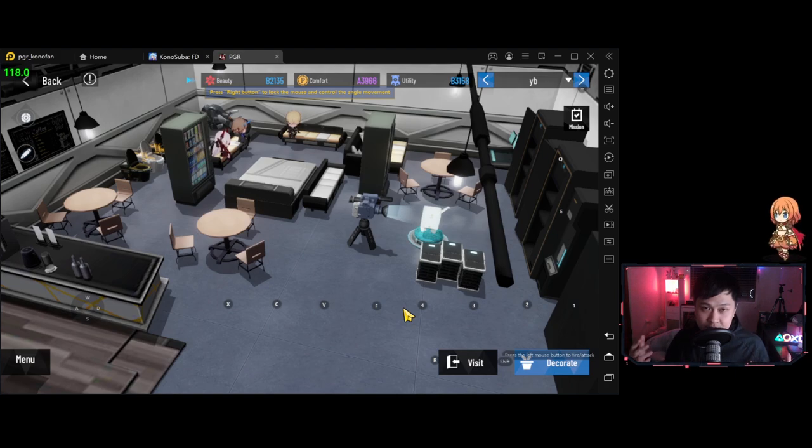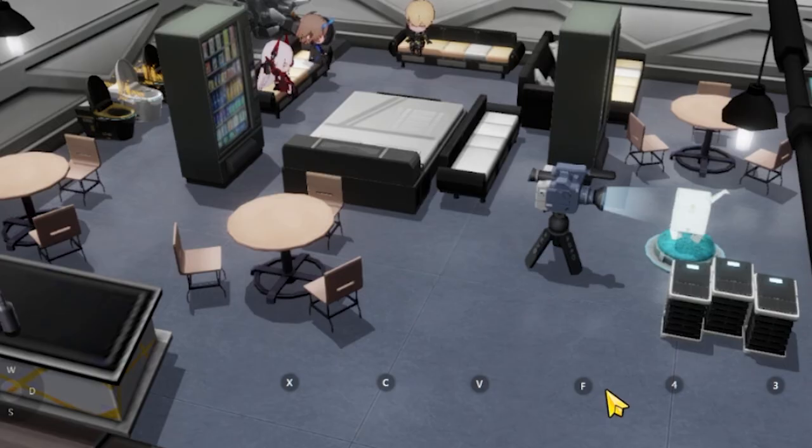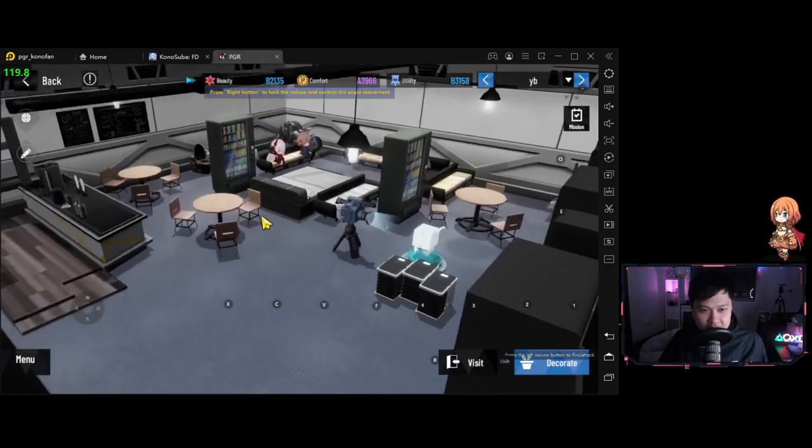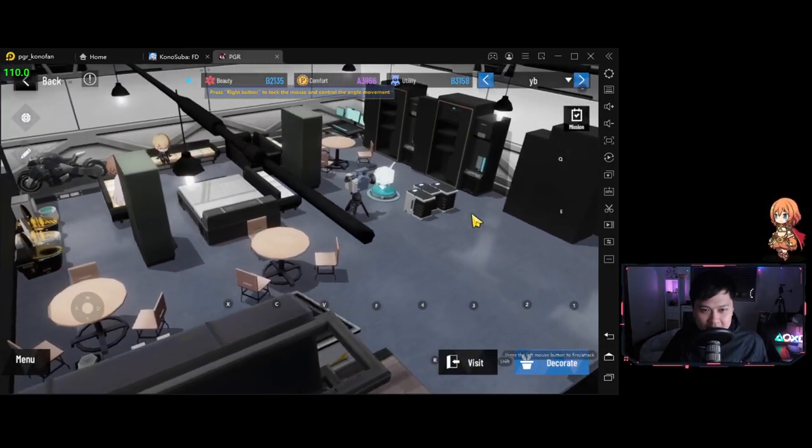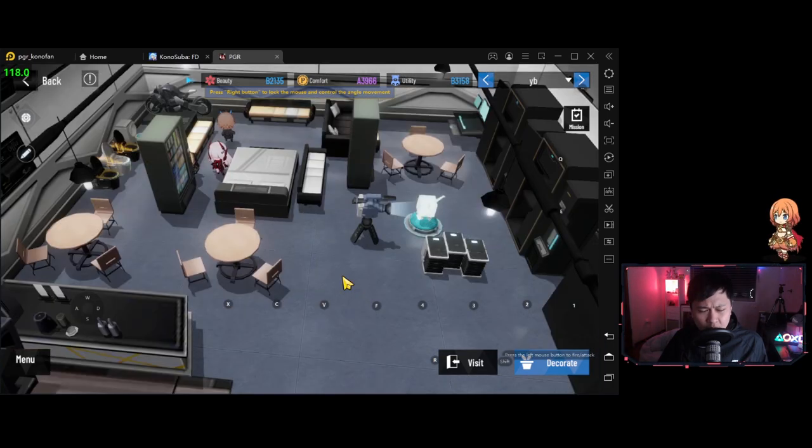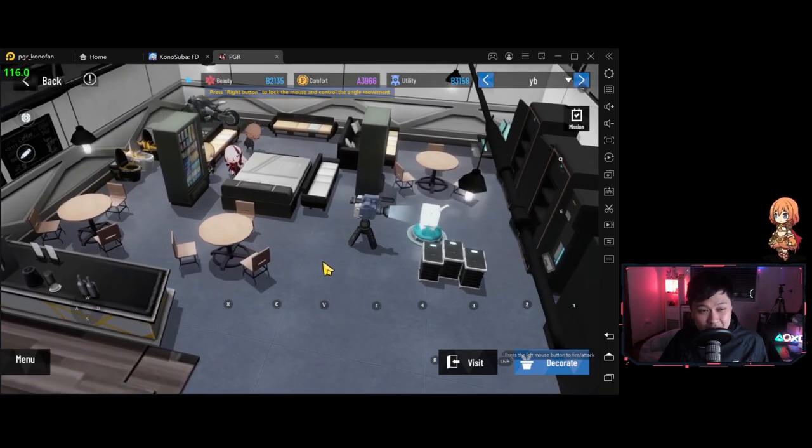Let me introduce you guys to the true endgame of Punishing Grey Raven base decoration. And so as you can see, we have this film camera pointing towards a closet. Okay. You know what, guys? Maybe I can recreate a scene from an adult video.